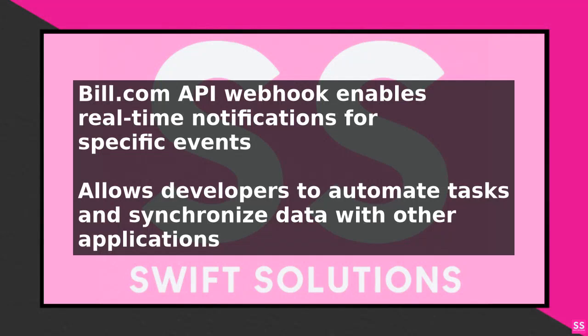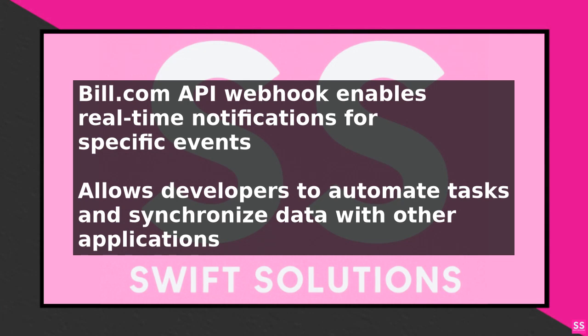Introduction to Bill.com API Webhook. The Bill.com API Webhook is a powerful tool that allows developers to receive real-time notifications when specific events occur within the Bill.com platform. This enables businesses to automate tasks, synchronize data, and build custom integrations with other applications.